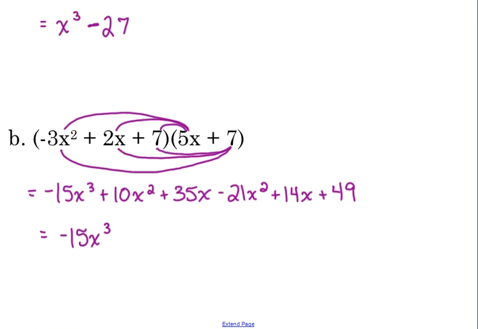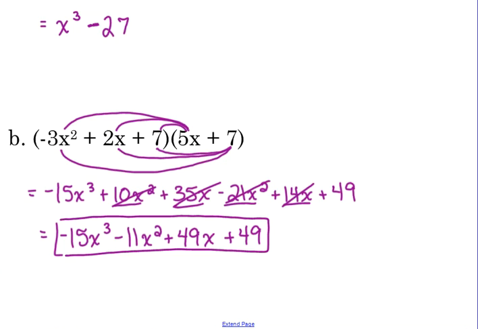So we've got negative 15x cubed, 10x squared minus 21x squared. That's a negative 11x squared. I think I said x instead of x squared. 35x plus 14x, that's 49x, and then plus 49. If you want to set up a box, you can set up a box. There's nothing stopping you from doing that. If you would rather do it that way, or if you want to do it the way that I just showed you, as long as you can do it consistently, you're fine.